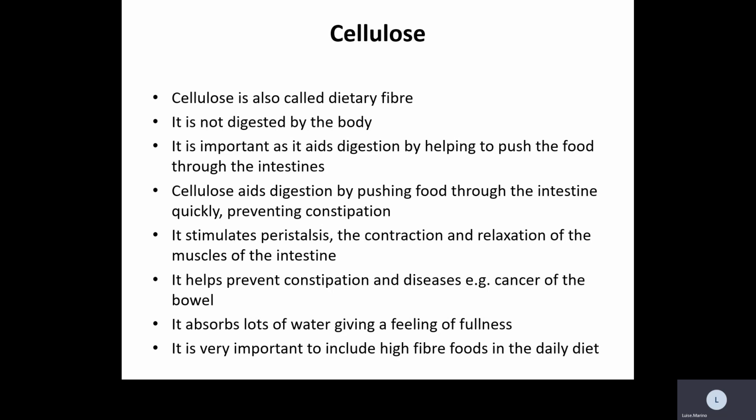In terms of carbohydrates, as we discussed in weeks 1 and 2, cellulose is also a component of dietary fibre. It's not digested in the body, so it has a really important function. It helps push the food through the intestine, and provides bulk and structure to your fecal matter. It helps to aid digestion, preventing constipation. It stimulates peristalsis, which is the contraction and relaxation of the muscles within the intestine, and that has a really important role. So it helps prevent constipation and diseases such as cancer of the large bowel.